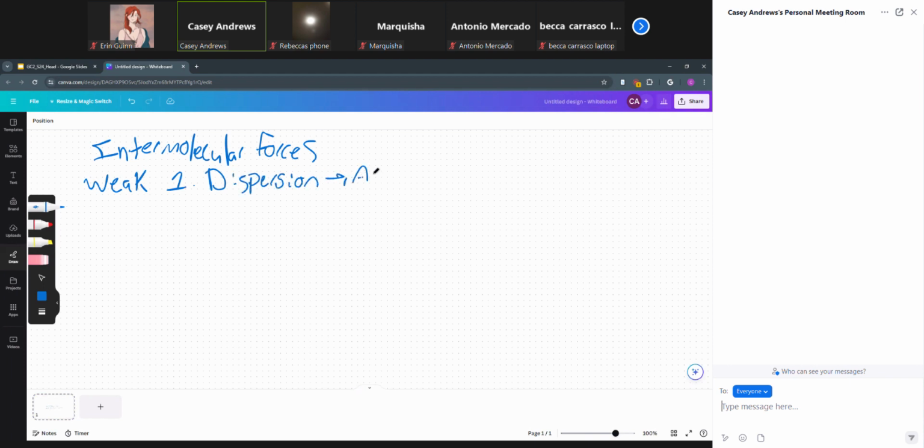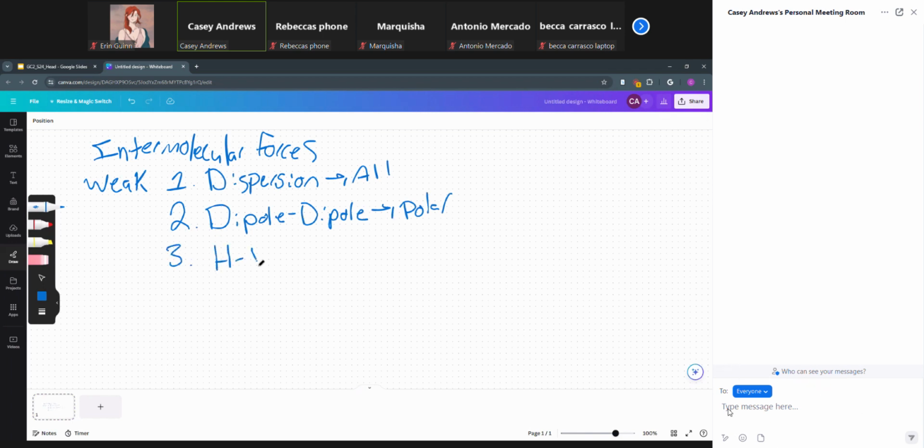All molecules, when they interact, can have dispersion interactions. Second type is dipole-dipole. This is available to only polar molecules. Then a special type of dipole-dipole is called the hydrogen bond. This is for polar molecules that have a hydrogen bound to a fluorine, an oxygen, or a nitrogen.